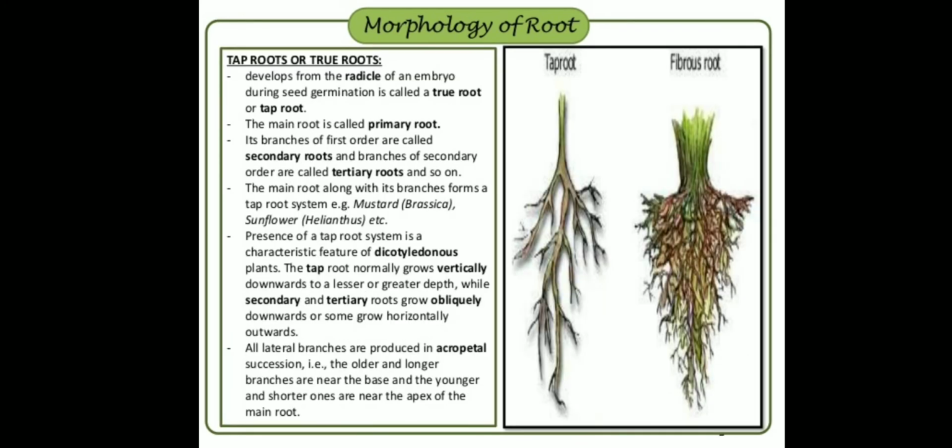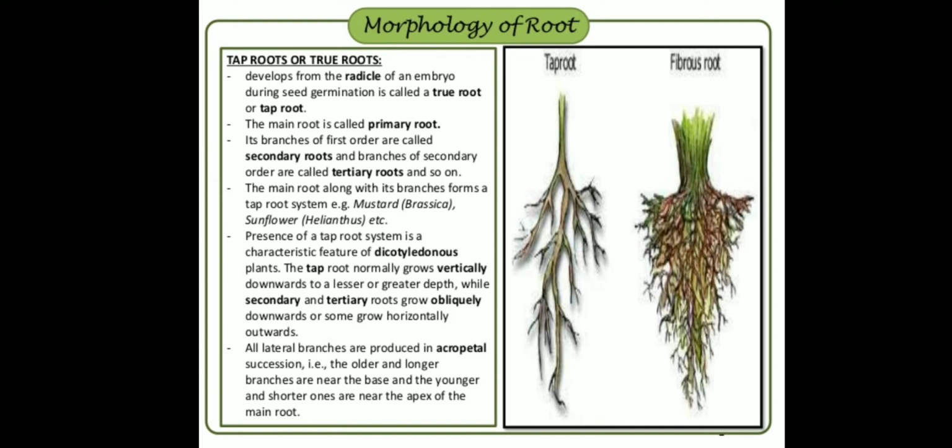Okay, so let's see what tap roots are. Tap roots are the true roots. They develop from the radicle of an embryo during seed germination. So the root that develops from the radicle of an embryo during seed germination is called the true root or tap root. The main root is called the primary root, and its branches of first order are called secondary roots. If you have noticed a root, the main root is termed the primary root, and the branches coming out from the main root are the secondary roots. And branches of secondary roots are called tertiary roots.